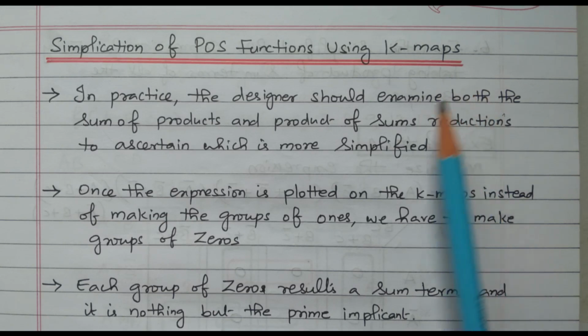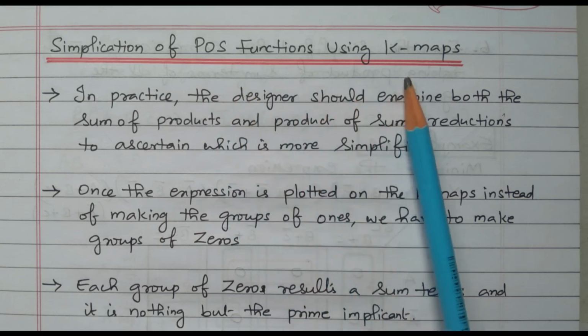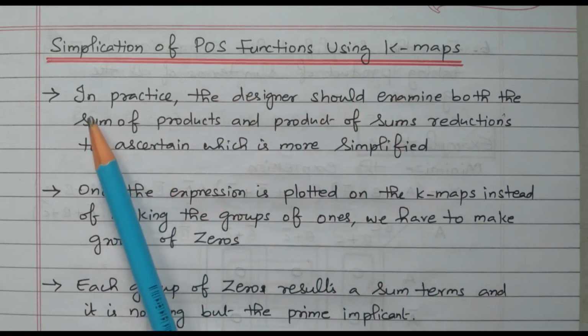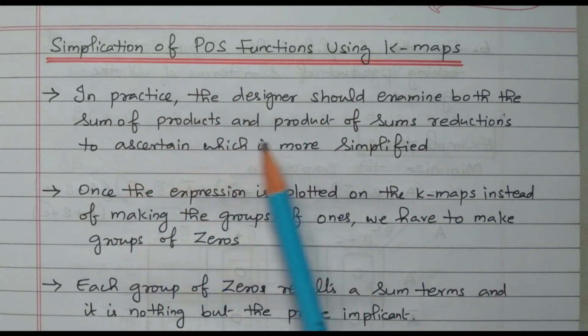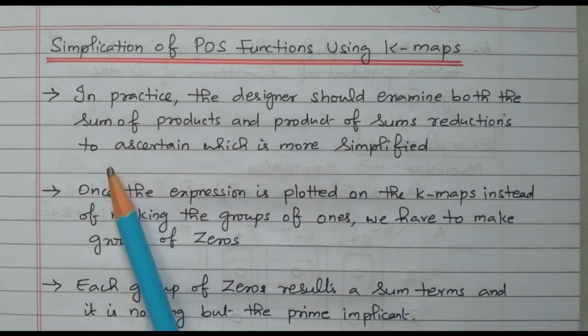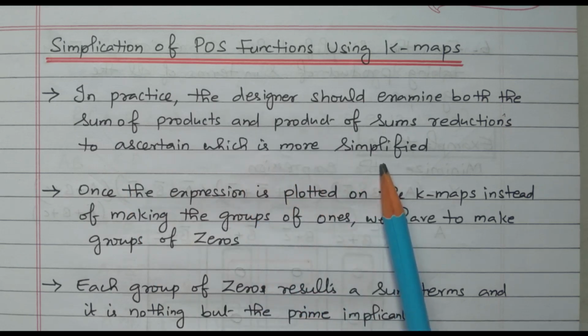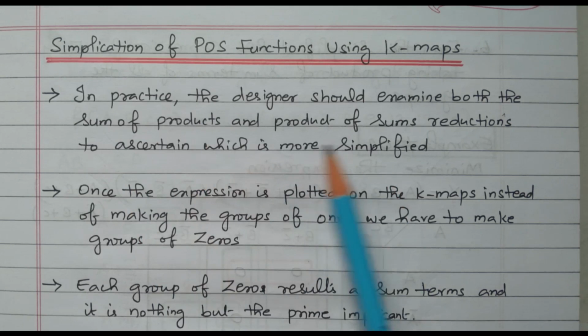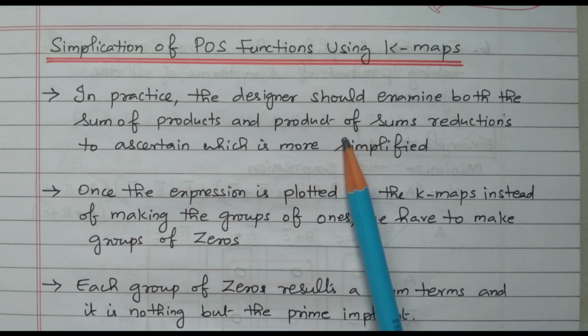Now we'll go to the topic. So the POS function, how to simplify the POS function using the K-map. In practice the designer should examine both the sum of product and product of sum reduction to see which is more simplified. So we need to identify whether SOP form or POS form is the simpler form, in order to reduce the Boolean function.